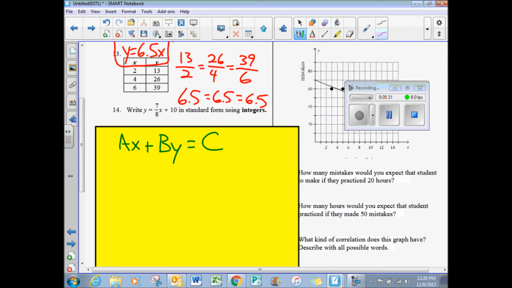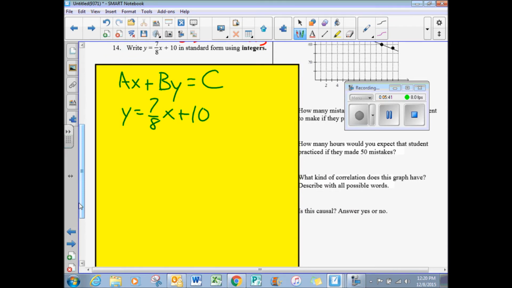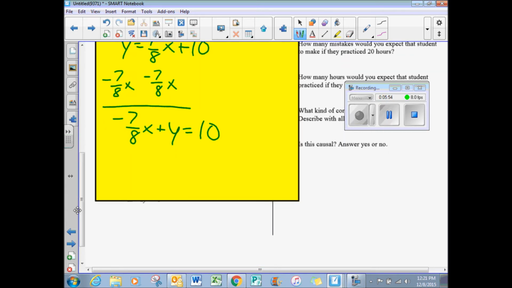Okay? But if I need to put it in this form and it's in slope-intercept form, I can just apply my algebra skills, properties of equality, and get x and y on the same side. There's lots of different ways we could go about this, but I'm going to go negative 7/8x plus y equals 10. Okay, I also know in standard form, the coefficient of x cannot be negative and it cannot be a fraction.